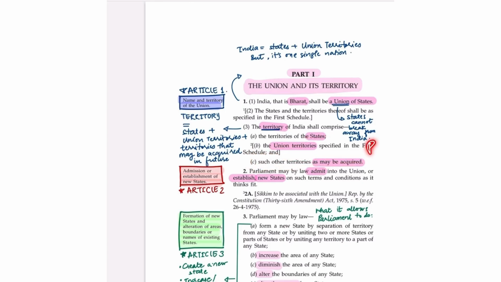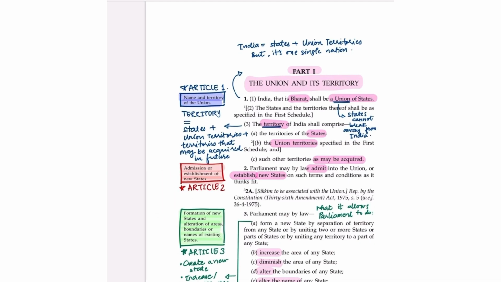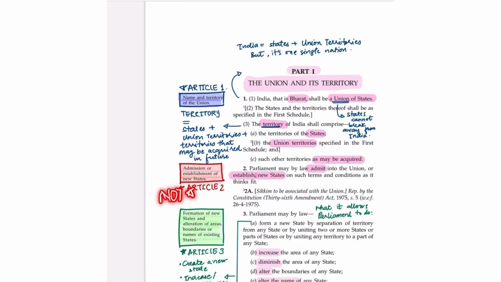Okay, for example, Pondicherry. Pondicherry was first not a part of the Indian territory. Then when later it was acquired, it became a part. Okay, so that's your article 1. Now article 2 talks about the admission or establishment of new states. So Parliament by law can admit into the union or establish new states. So article 2 basically talks about how you can take new states which are not already a part of India. Okay, so that's 2. Like Sikkim, for example.